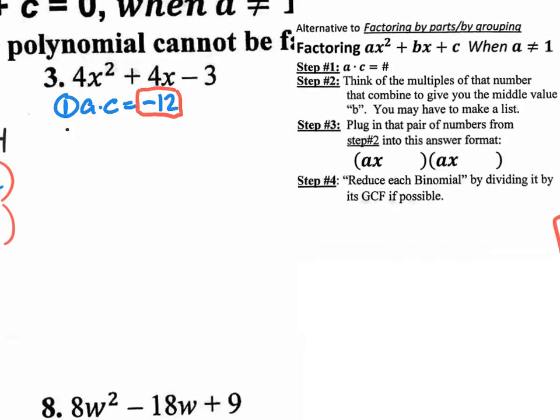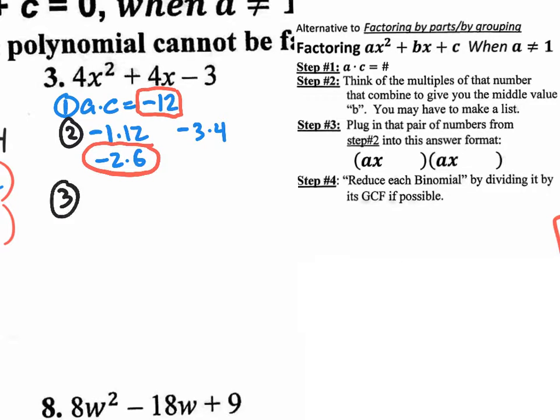Now, step 2 is to think of the multiples of that number that combine together to give you 4. I recommend making a list. Negative 1 times 12, negative 2 times 6, negative 3 times 4. Which pair of numbers combines together to give us a positive 4? This negative 2 and the positive 6, right? Now, step 3, write your answer format as AX times AX with space, right? So what's my A value? 4 with an X, 4 with an X.